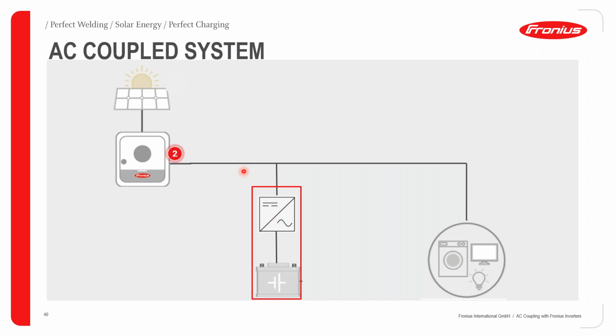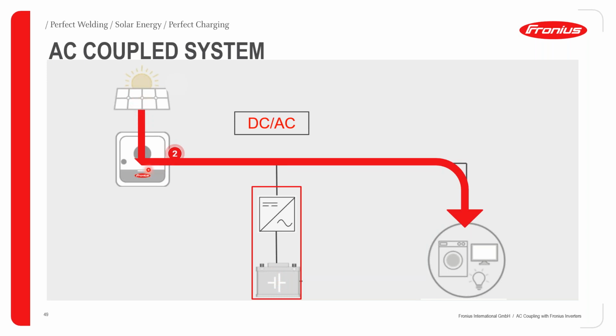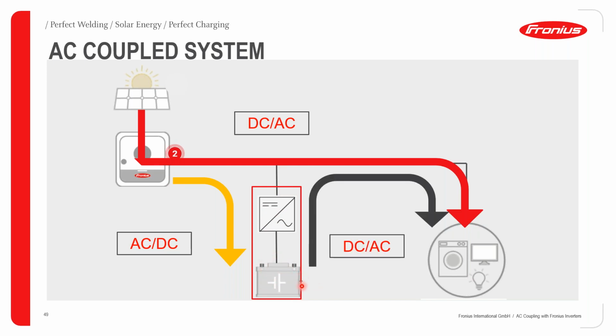So the battery is connected via the AC line, but of course with the use of a battery inverter that converts the AC to DC, because the battery can only store DC power. So for an AC coupled system, we have DC being converted to AC to supply the load line, and then the same AC being converted by the battery inverter to DC to store energy in the battery, and then when needed, this DC is converted to AC to supply the load.